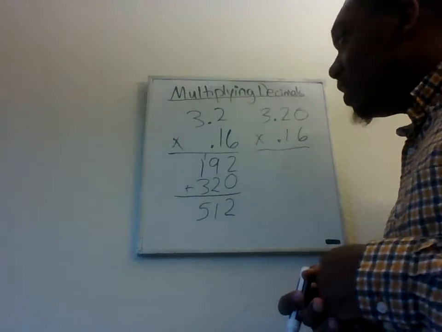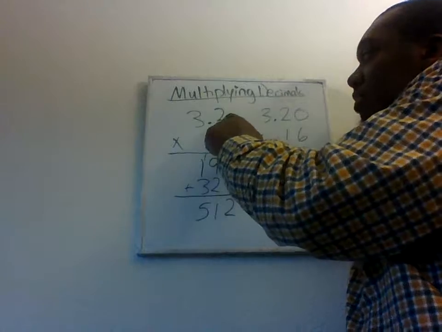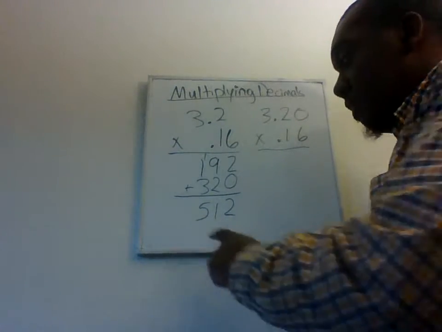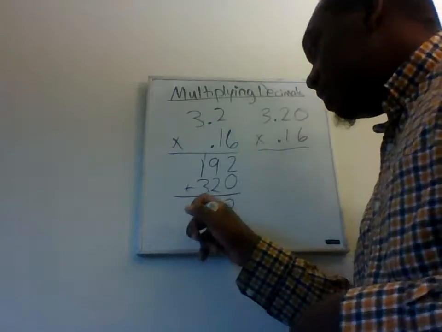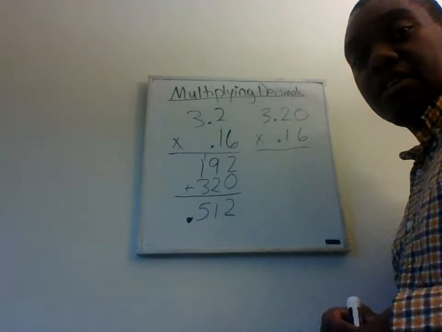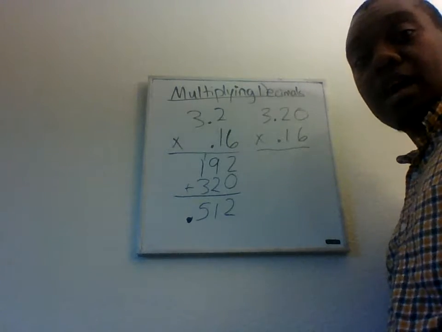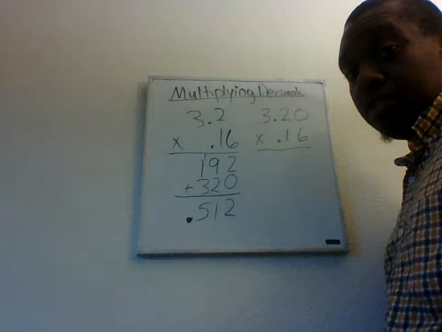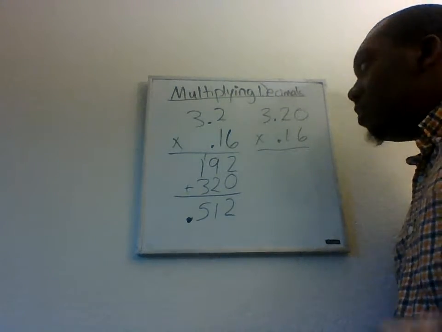So we're good. Well, our final result needs to have 1, 2, 3 numbers behind the decimal. But we have 1, 2, 3 numbers here, so we'll put our decimal right there. And so that's our answer. And if you were to put 3.2 times 0.16 into the calculator, you would see that you would get 0.512. Okay. Well, let's see what happens.